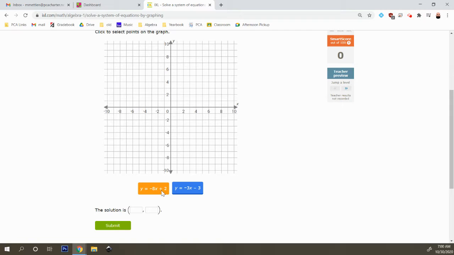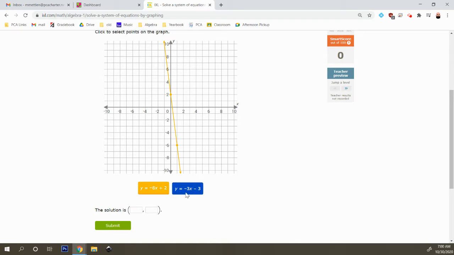And this orange one has a y-intercept of 2. So I'm going to go to 2, click and put a dot. Now it says my slope is -8, and remember this needs to be a fraction. So we would put this over 1. So it'd be -8 over 1. So I'm going to go down 1, 2, 3, 4, 5, 6, 7, 8 because it's negative, and then over 1, and then click, and then it draws my line for me.